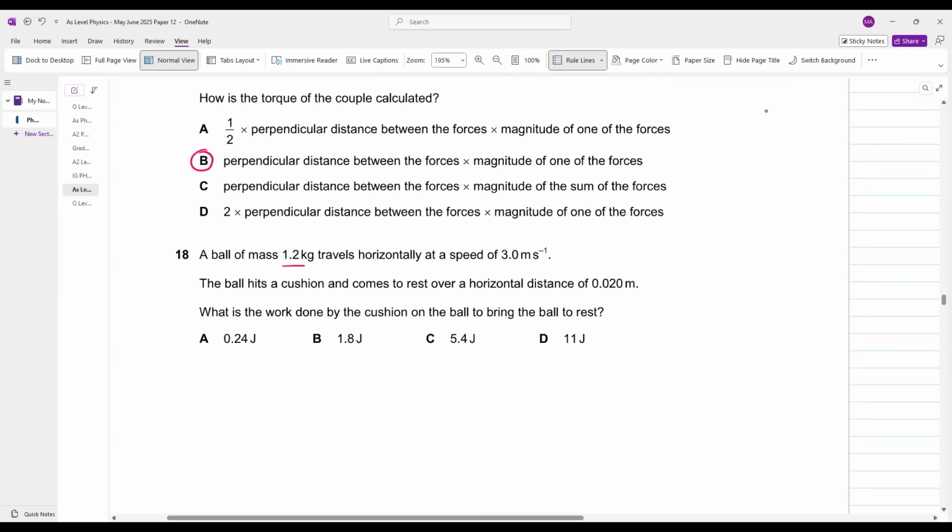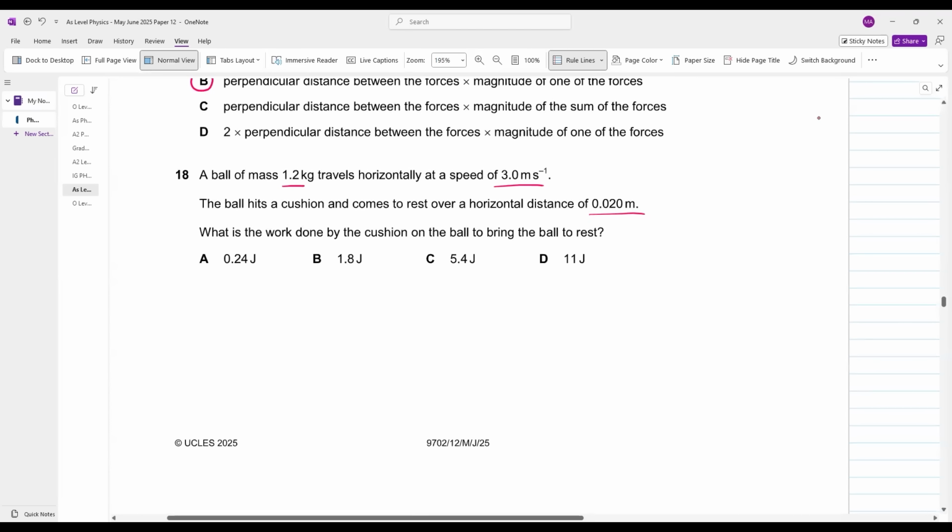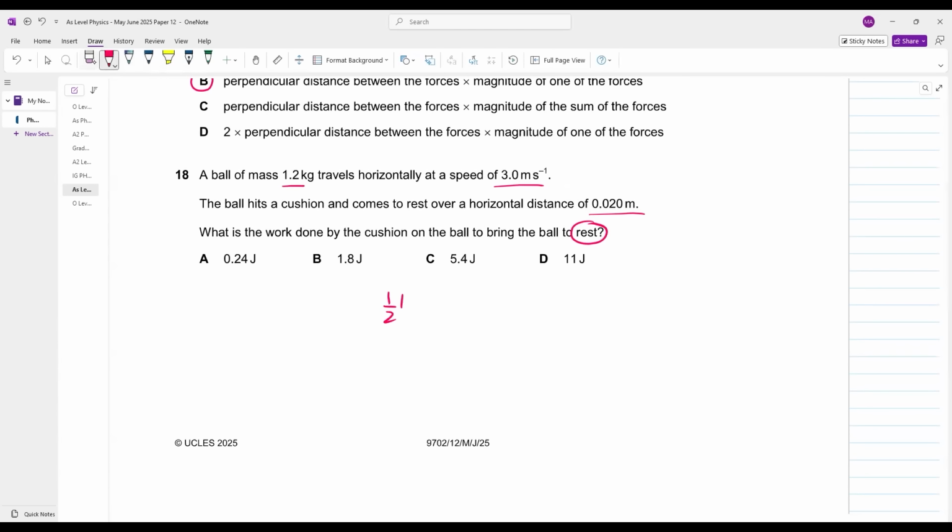A ball of mass 1.2 kg travels horizontally at a speed of this. The ball hits a cushion and comes to rest in a horizontal distance. So this, what is the work done by the cushion? बेटा क्वेश्चन क्या वर्क डन कर रहा है? The cushion is absorbing all the kinetic energy. All the kinetic energy gets converted into the work done. Can you calculate all the kinetic energy?